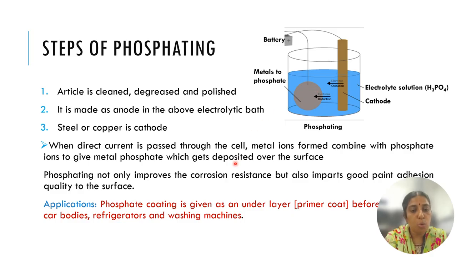It improves the corrosion resistance, and it also imparts good adhesion property to the interface. An example of phosphating is as an underlayer of the primary coat, where you phosphate your car bodies, refrigerators and also your washing machines. All these spare parts undergo a phosphating process before being fitted to the major components.